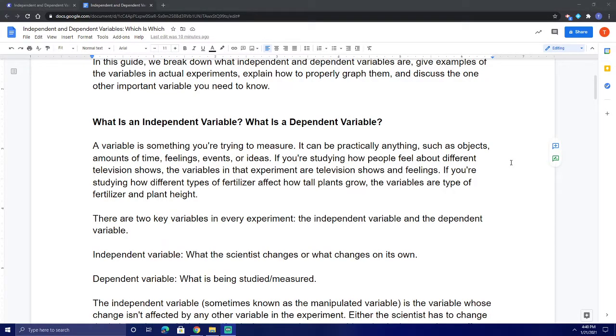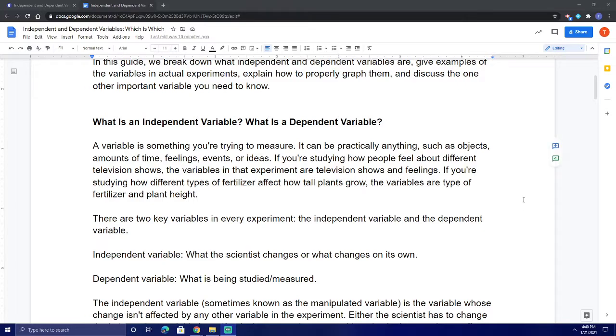It can be practically anything, such as objects, amounts of time, feelings, events, or ideas. If you're studying how people feel about different television shows, the variables in that experiment are television shows and feelings. If you're studying how different types of fertilizer affect how tall plants grow, the variables are types of fertilizer and plant height. There are two key variables in every experiment: the independent variable and the dependent variable.